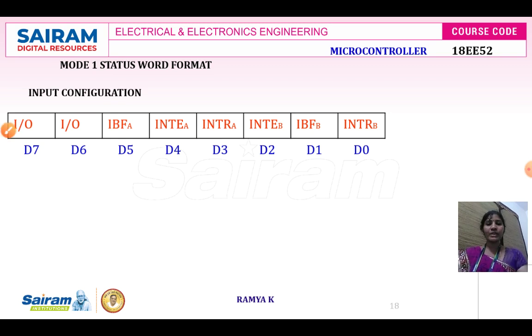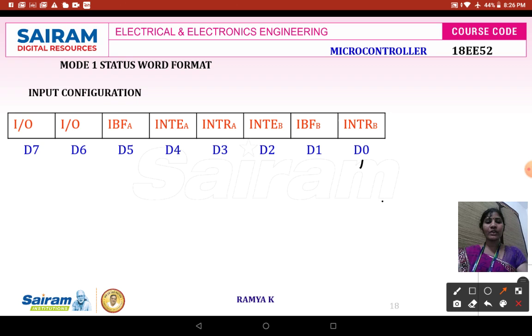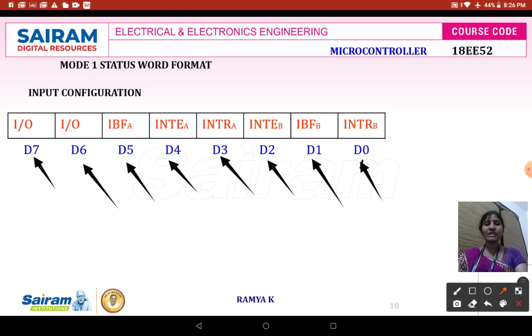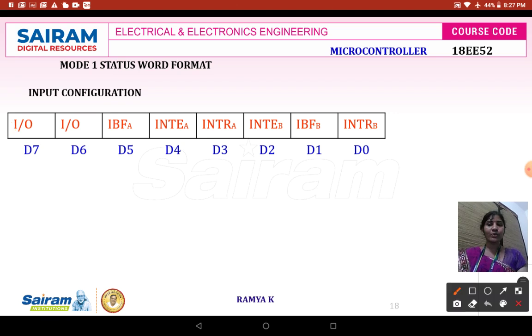So it is your D0 bit, D1, D2, D3, D4, D5, D6, D7. It is your input configuration. Input configuration means there should be one buffer for storing your data, one interrupt acknowledgement and one interrupt enable. Since this is the input configuration, only port A and port B are going to act as input ports, and you will have the control signals like interrupt, input buffer full and interrupt enable for your port B and port A.